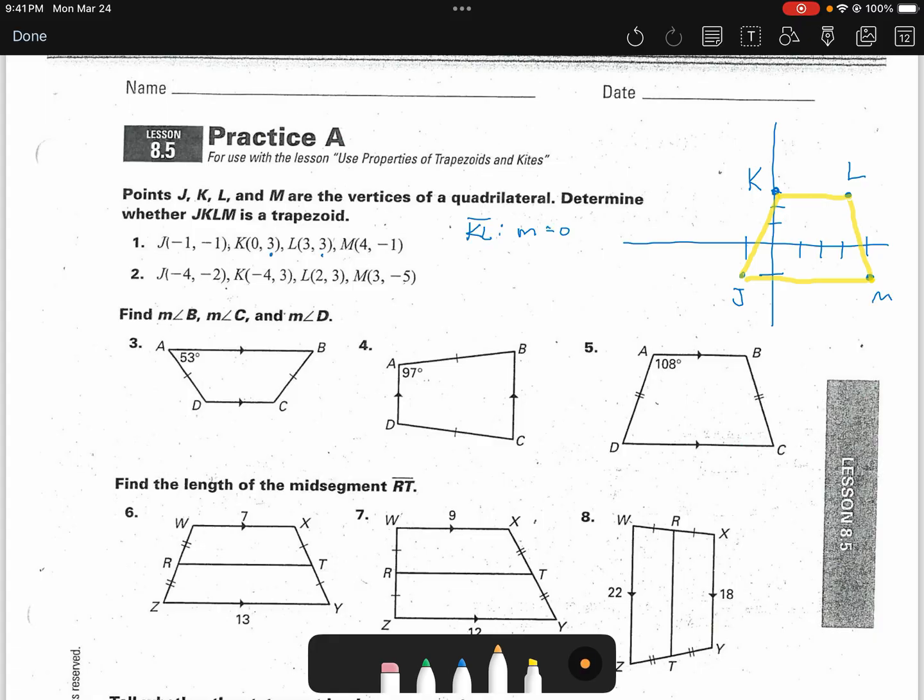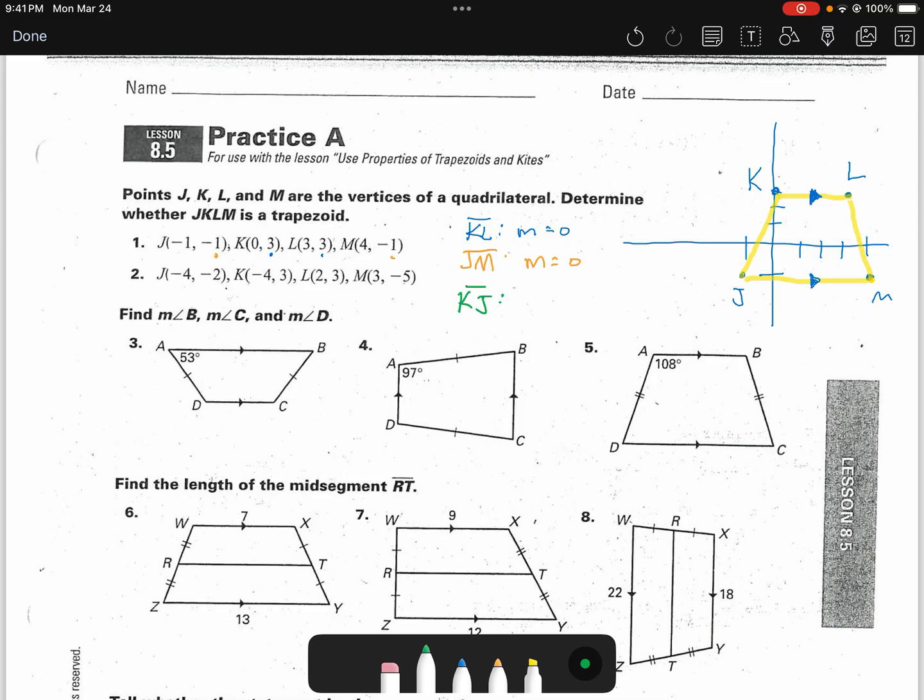I'm pretty sure the same thing happens with segment JM. If you notice, the y values are negative 1. So segment JM is also going to have a slope of 0. That means those are parallel. That's a good start. To be a trapezoid, you got to have one pair of parallel sides, and we have that. The only problem is the other sides could be parallel too. Now, if you plot this on a piece of graph paper, I think you'll be able to tell when they're not parallel. Let's just make sure we know these aren't parallel.